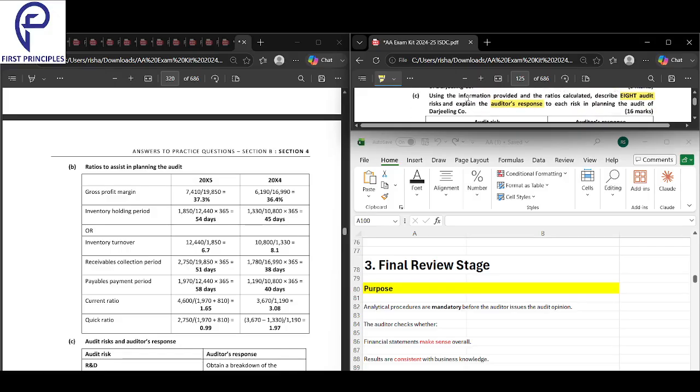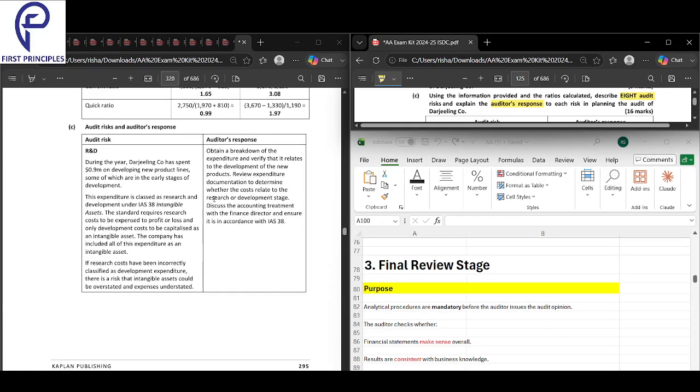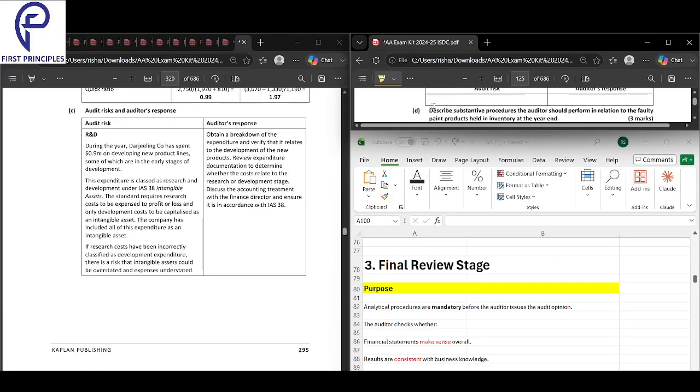Now finally they are asking us to give the audit risk and the audit response. So now we are looking into the risk and response question. Simultaneously we'll be reading the question as well, line by line, so that it gives us a good understanding.